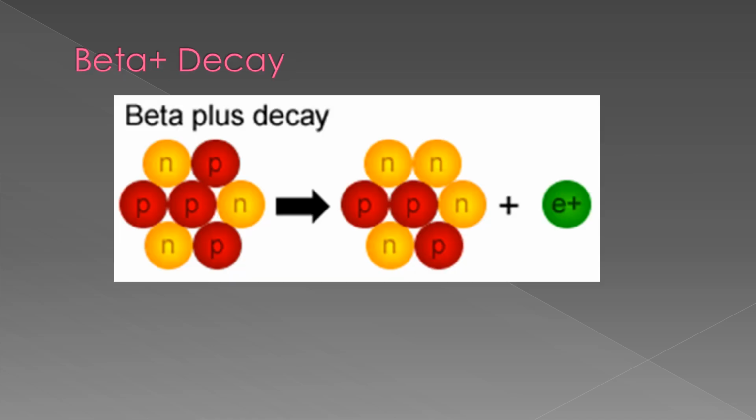This is an example of beta decay or beta positive decay, also known as positron decay. Notice in this example, the nucleus is neutron deficient. It has 4 protons and 3 neutrons. In turn, one of those protons will turn into a neutron, and a positron or positively charged electron is released.